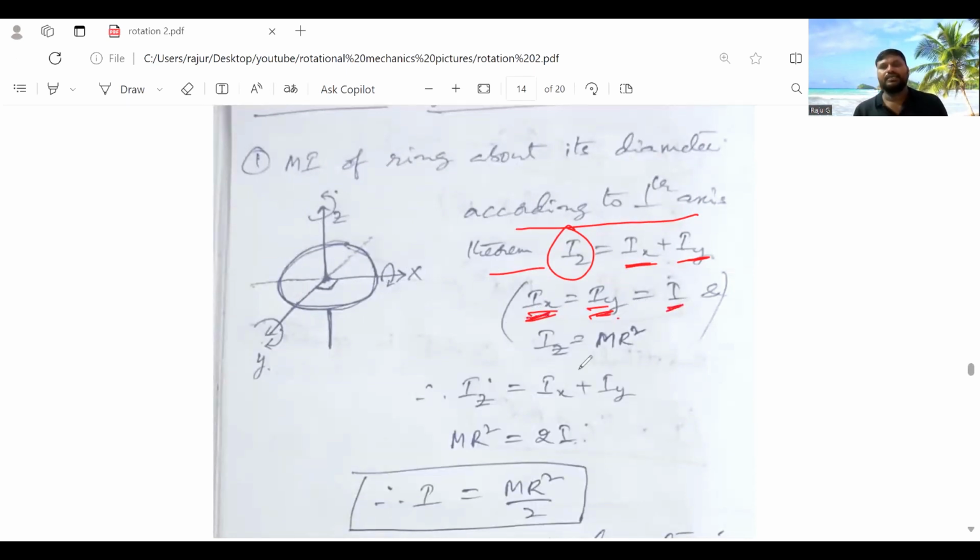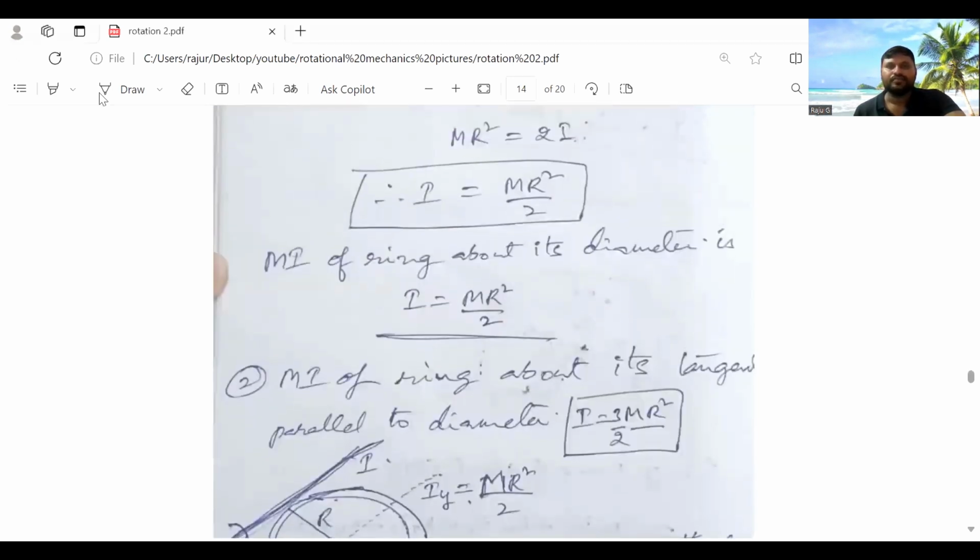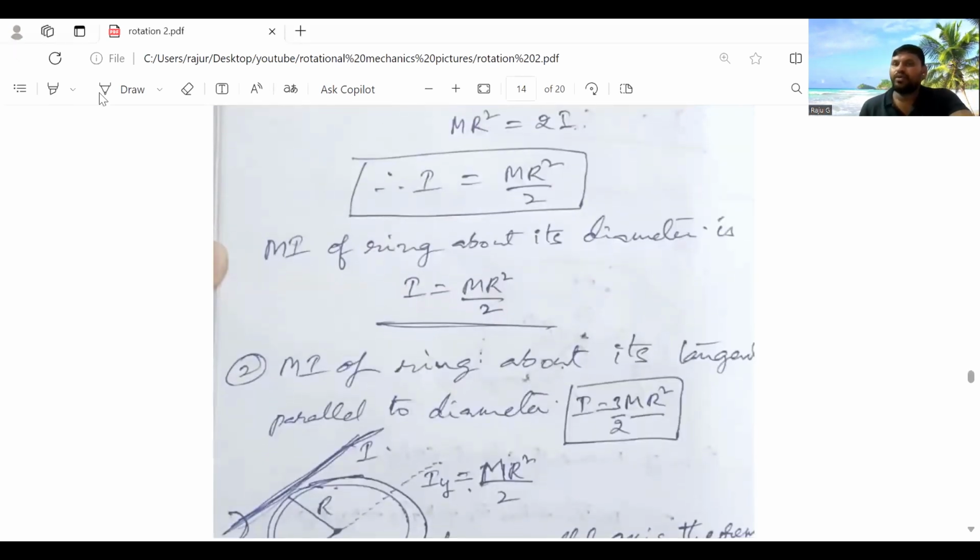Let us say it is I. Iz is equal to mr square. Already we found the moment of inertia of the ring about its axis is mr square. On the left hand side, we substitute mr square, and on the right hand side 2I. So the moment of inertia of the ring about its diameter, I, is equal to mr square by 2. By using the perpendicular axis theorem, we get the answer: moment of inertia of a ring about its diameter is I is equal to mr square by 2.